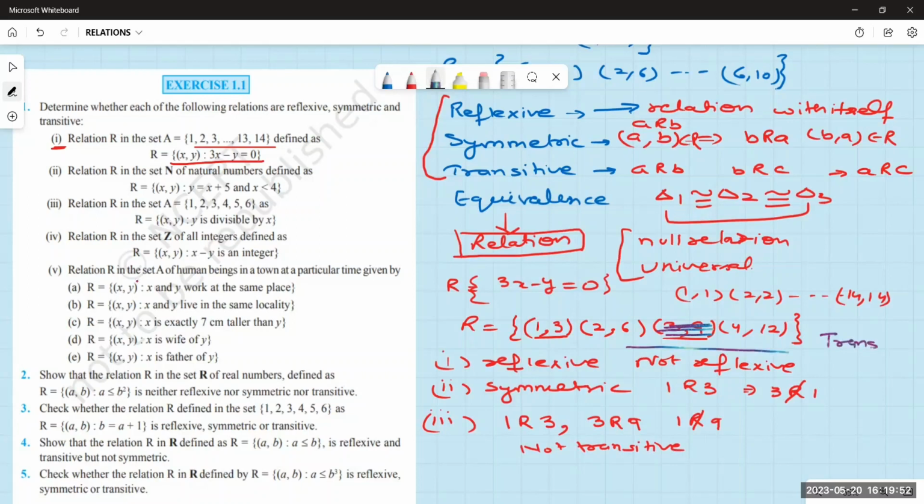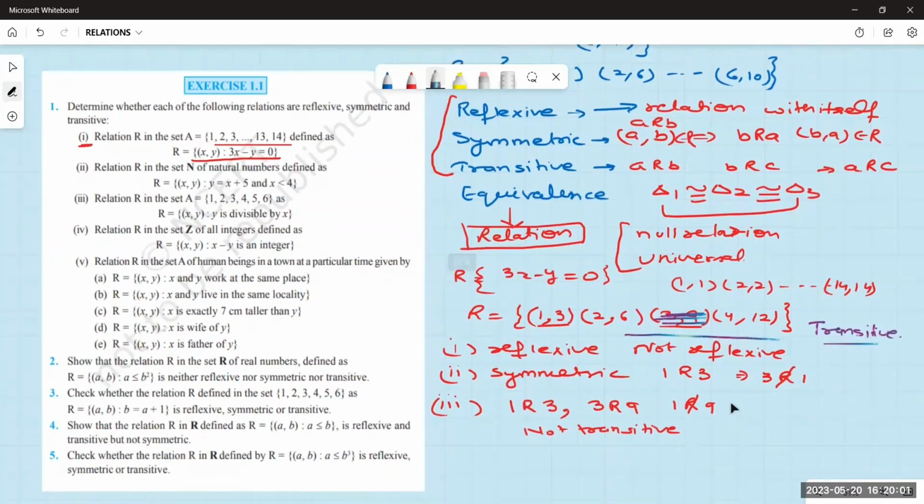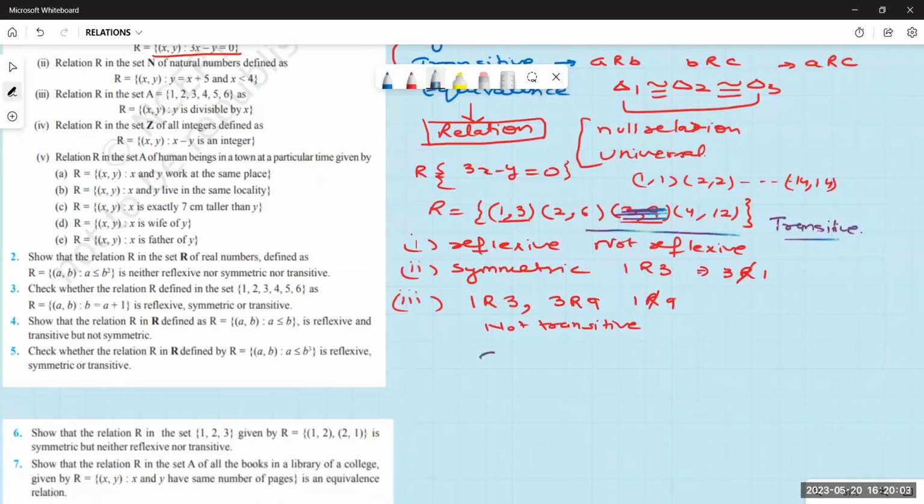Why? Listen to this condition very carefully. What is the condition of transitivity? A related to B, B related to C. AB is there, but B is not coming at the first place in any other pair. Then the condition doesn't arise. Check: is 3 coming at first place anywhere? No. 6? No. 12? No. So the condition of transitivity is not there, so it will be transitive.